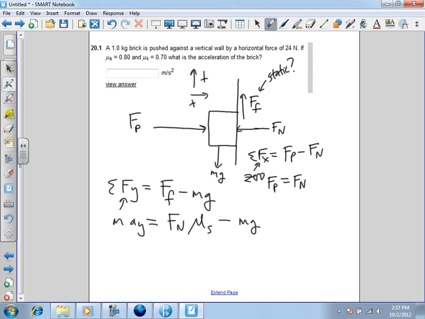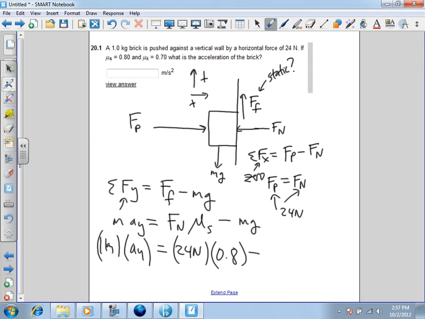All right, so we know that this is 24 newtons here, which tells us the normal force is also 24 newtons. So we can put in 24 newtons here, and they tell us the coefficient of static friction is 0.8. They tell us the mass is 1 kilogram. And then that allows us to know that the weight is going to be this.